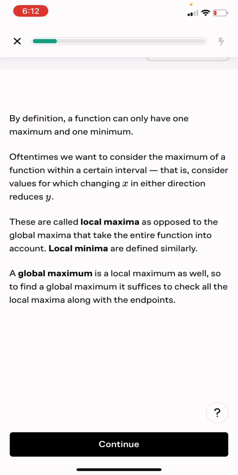By definition, a function can only have one maximum and one minimum. Often we want to consider a maximum of a function within a certain interval, a value for which changing x in either direction reduces y. These are called local maxima, as opposed to the global maximum that takes the entire function into account. Local minima are defined similarly. A global maximum is a local maximum as well, so to find a global maximum it suffices to check all the local maxima along with the endpoints.